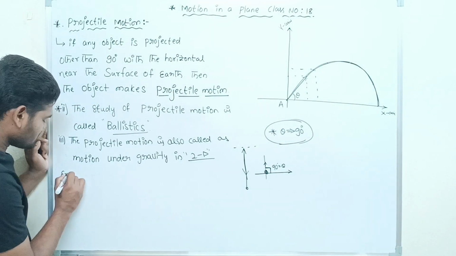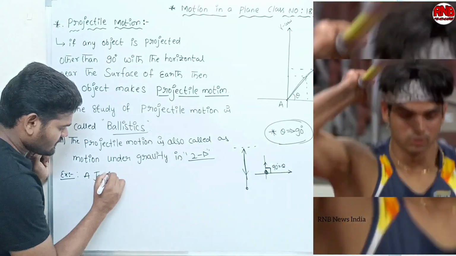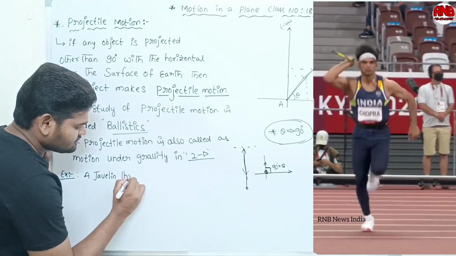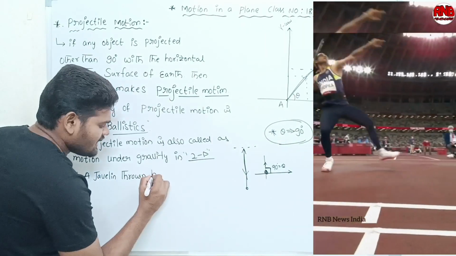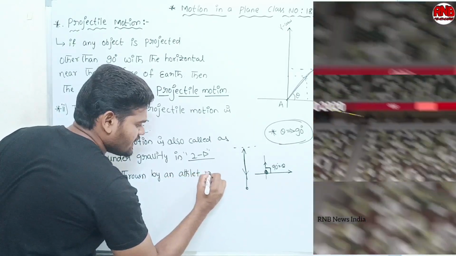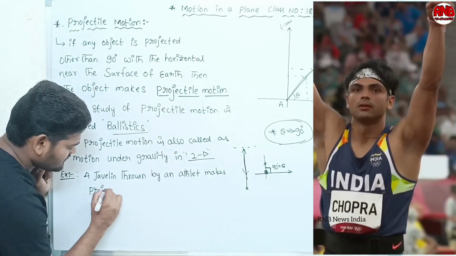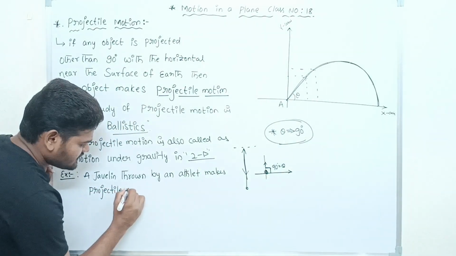So, examples of projectile motion: a javelin thrown by an athlete makes projectile motion.